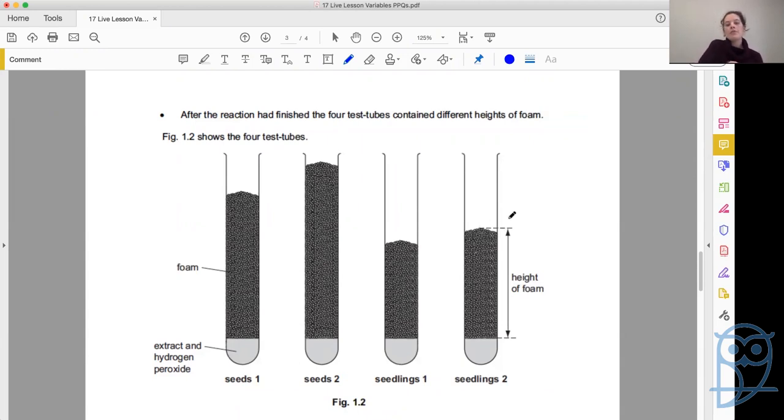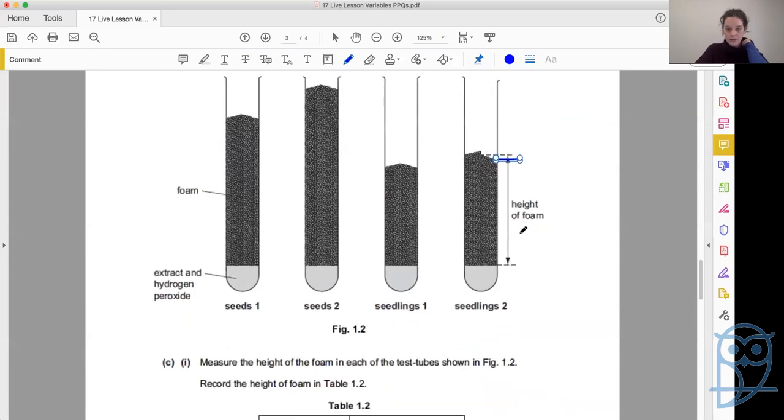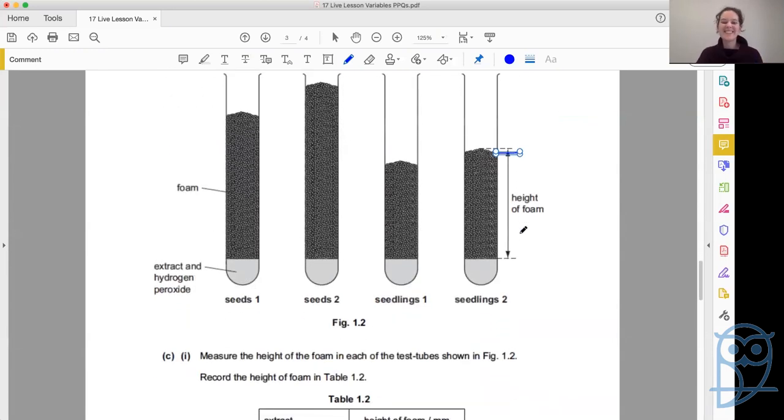Remember, whenever we control something, whenever we measure it, we want to be consistent. If we measure to the bottom of the foam, it's quite different to measuring to the top. So if we measure to the top on one, we must measure to the top on all of them. So what do they ask us to do next? They asked us to measure the height of the foam in each of the test tubes shown in figure 1.2 and record in table 1.2. So you've got to measure from the height of the liquid to the top of the foam for each of these test tubes.